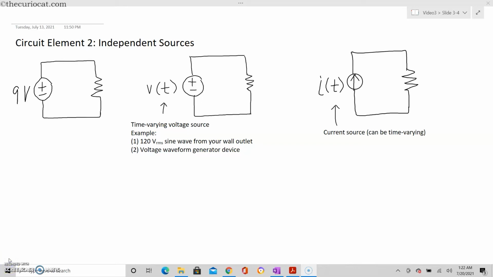Another example of an independent source is a current source. A current source is a device that fixes the current value. Most of you are already familiar with voltage sources like batteries, but you may not be familiar with what a current source is. A current source is actually made of a device known as a transistor, which is powered by a voltage source. Therefore, you can actually draw a voltage drop across the current source.